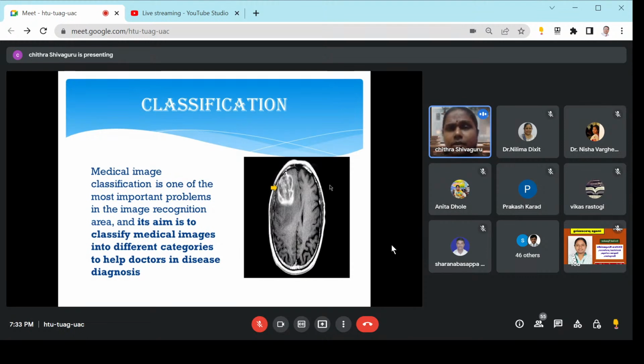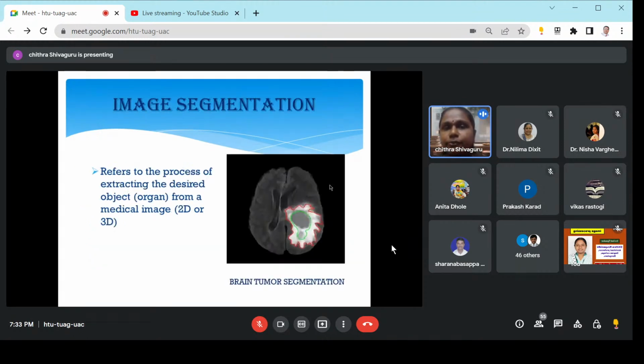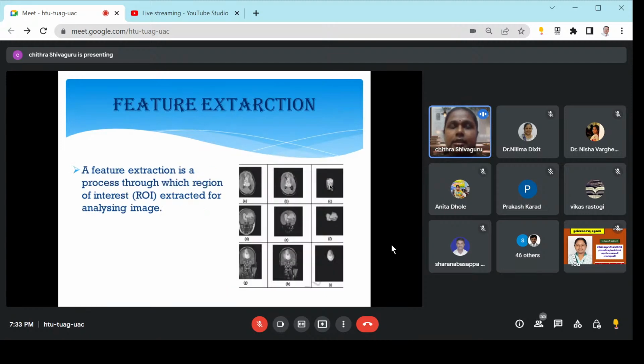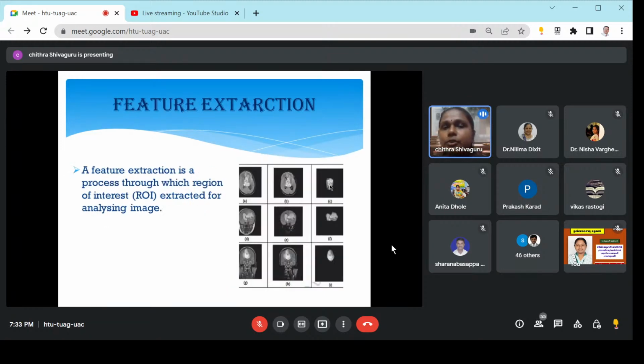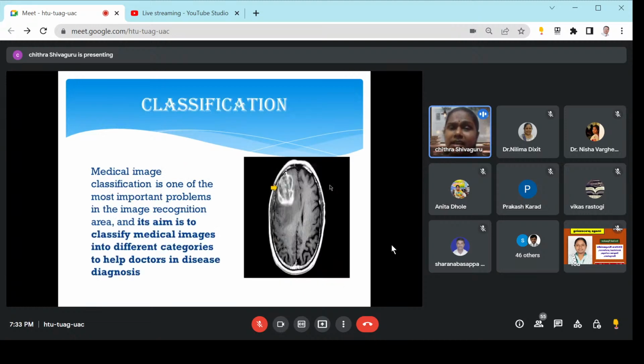There are so many algorithms here. Let me give some algorithms for image segmentation: ROI detection, region-based segmentation, edge detection, all these things. When we come to feature extraction, GLCM and PCA are the algorithms which can be used. And for classification, there are plenty of algorithms available in the computer field. I'll just list a few: the SVM classifier, random forest, naive Bayes classification, and so on.